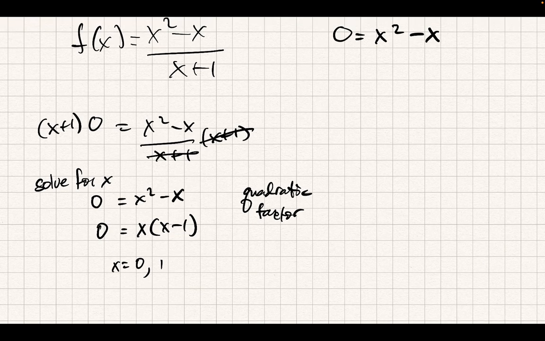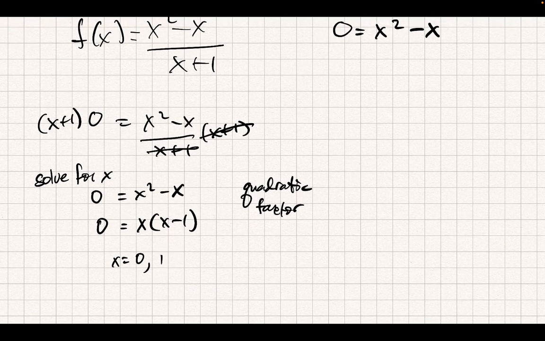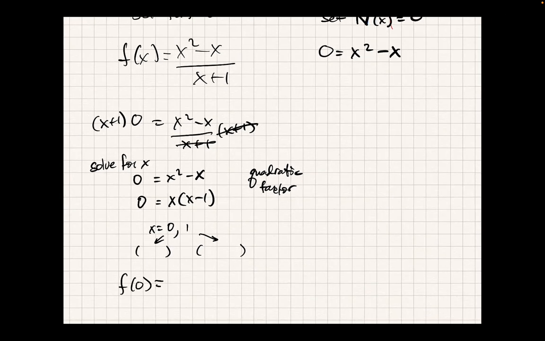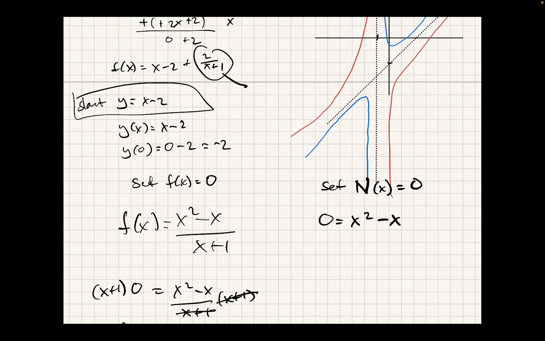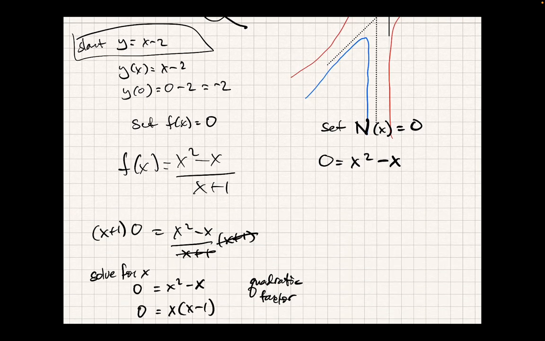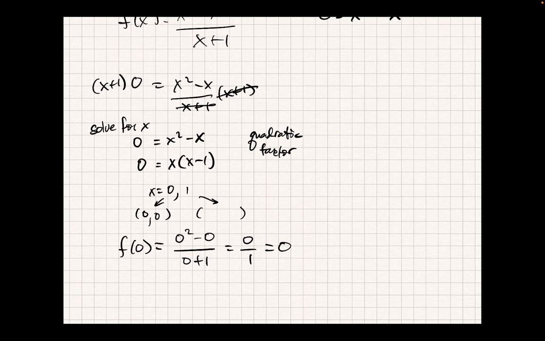So I'm looking for ordered pairs. I have 2 zeros and I want to find out where to plot them. 0, 0. So what is f of 0? It's 0, because it's 0 squared minus 0 over 0 plus 1, which is 0 over 1, 0. So I have 0, 0. So I have the origin. That's a big clue right there.